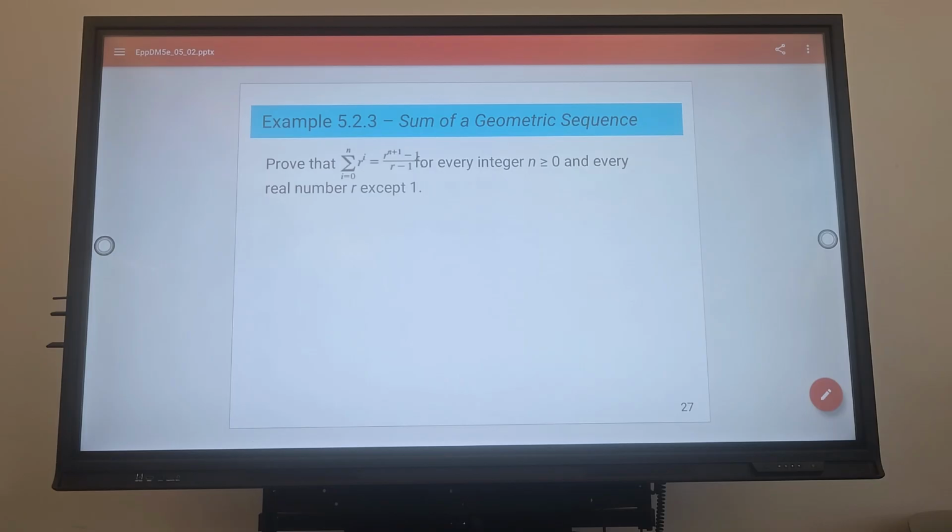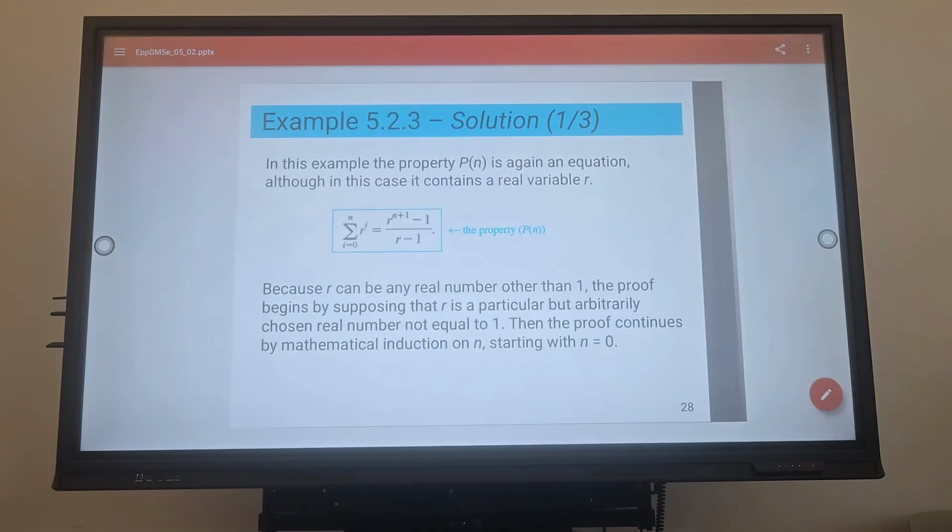Prove that the sum of a geometric sequence is equal to this formula for every integer n greater than 0 and every real number r except 1. In this example, the property P of n is again the equation, although in this case it contains a real variable r. Because r can be any real number other than 1, the proof begins by supposing that r is a particular but arbitrarily chosen real number not equal to 1.